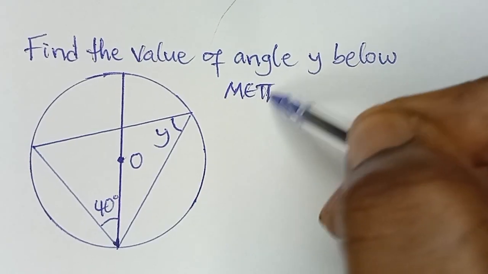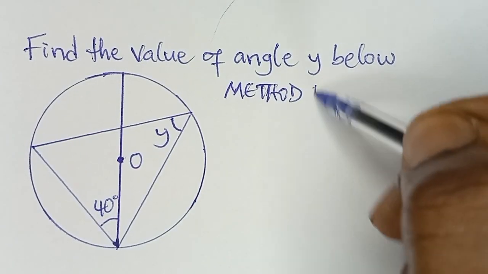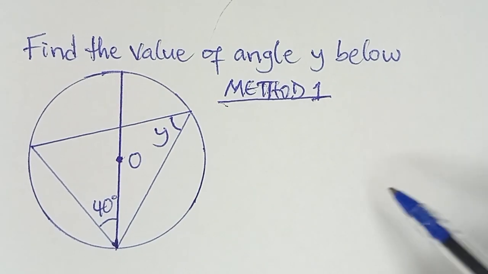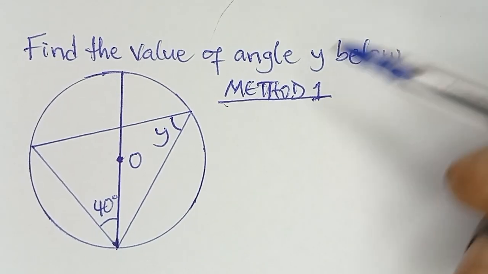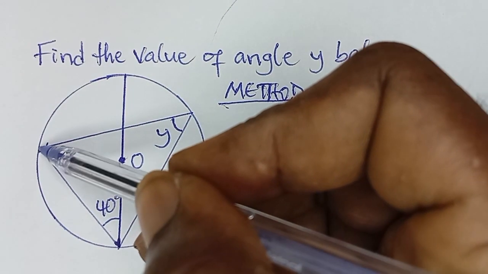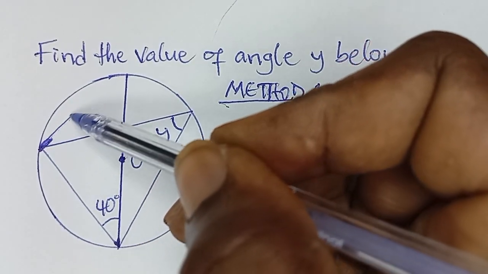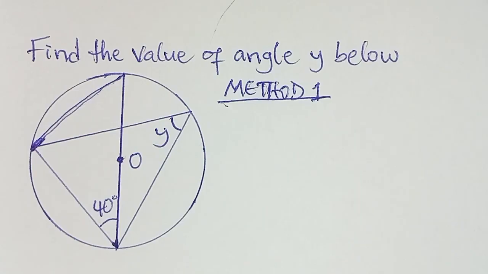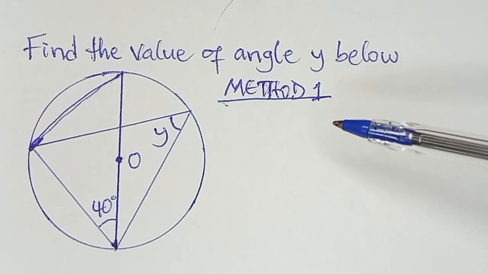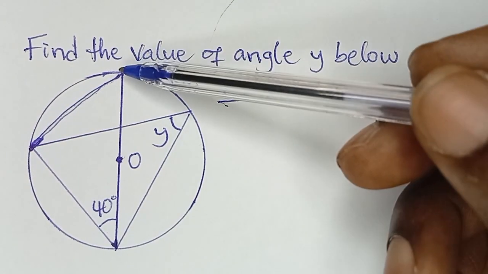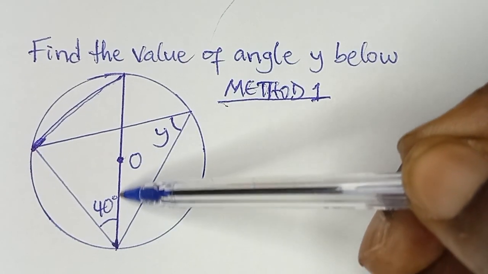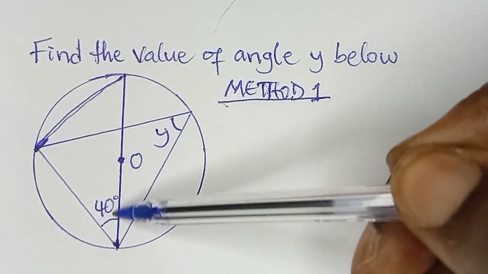So I'll call this method 1. Now, in my method 1, this is what I'll simply do. I'll trace this point here, this line here, to meet this one. So that is a straight line. Now, what I need to do is to look at this line that is passing through the center of the circle, which is a diameter. So this line is a diameter.